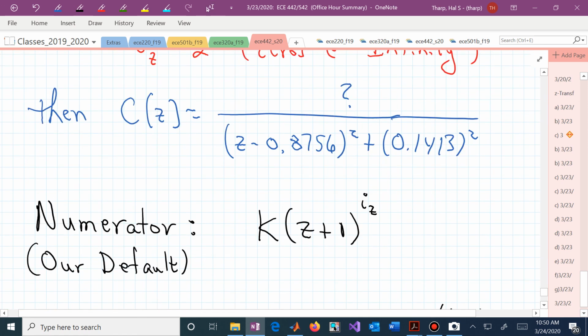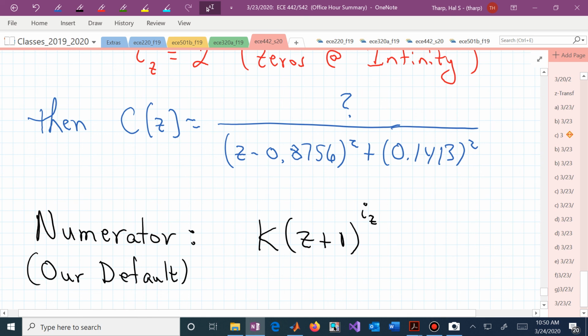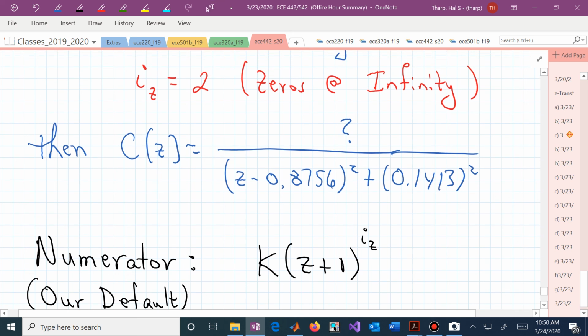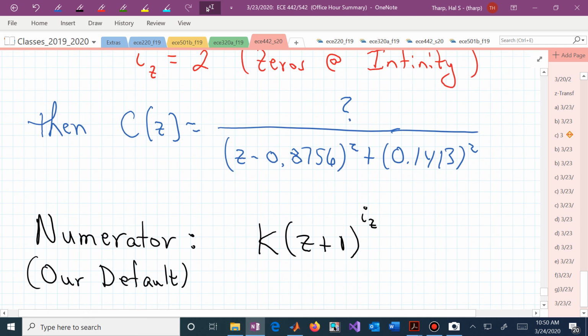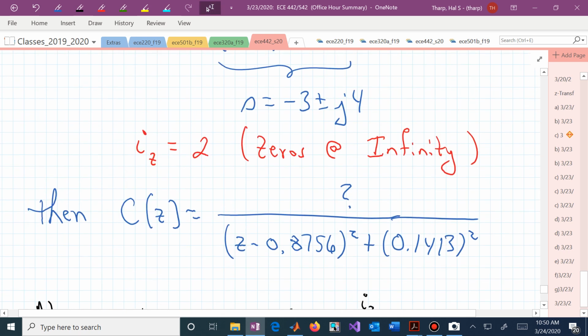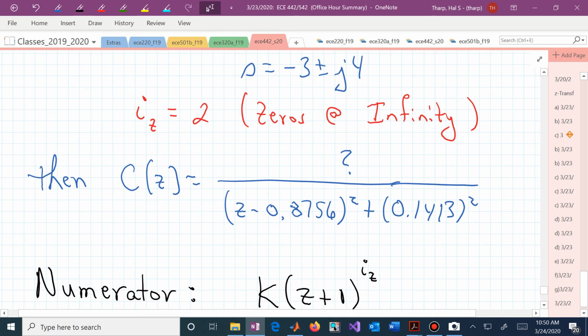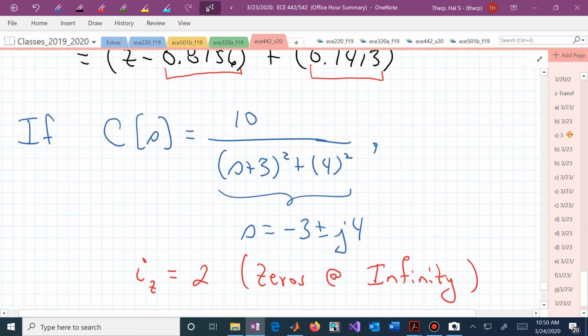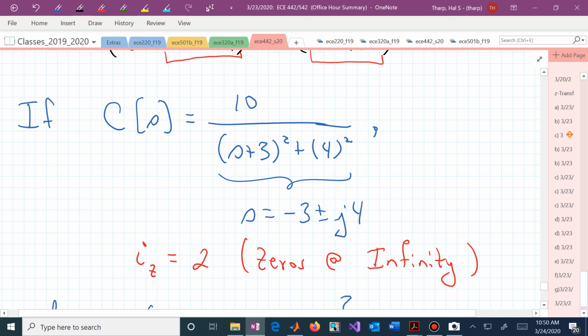It's going to be some gain, but by default we map so many z plus 1 factors. Those correspond to the number of zeros at infinity. In our case, we had 2 in this example, so we would include in our numerator k times z plus 1 quantity squared. The denominator stays the same, and we would find k by matching the gains of C of z and C of S at some logical value. In this case, this is a low-pass filter structure, so we would probably match the gains at low frequency, or DC.